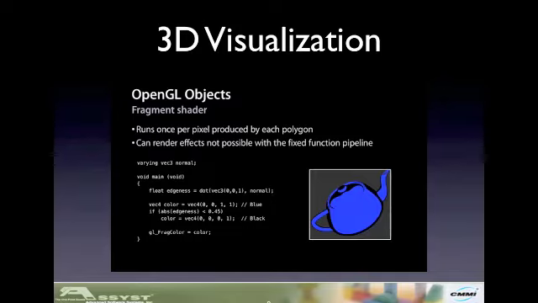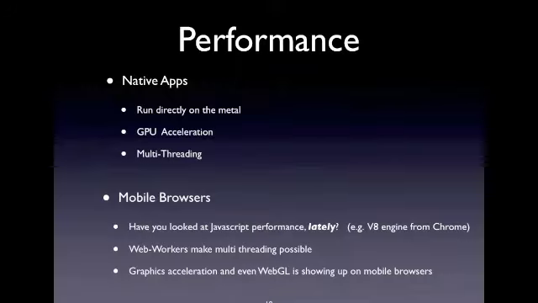Very important consideration. The next thing is performance. Well, native applications, as you know, they'll run directly on the metal. And they can leverage the GPU acceleration for any graphics intensive operations. And they can also use multi-threading model. So while you are fetching something on the background thread on the network, you still do not have to make the user wait for it.